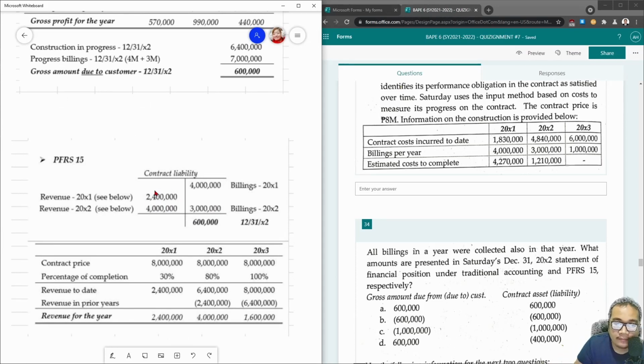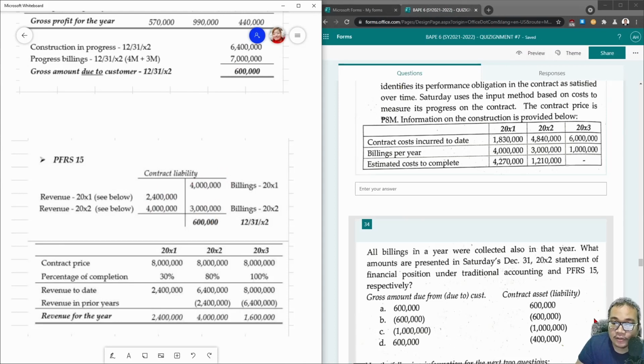Yung revenue na yan, entitled ka dyan. 2.4 plus 4 is 6.4 million, di ba? Pero nag-bill ka na ng 7 million sa customer mo. Entitled ka lang sa 6.4. Di ba? Same explanation dito. Entitled ka lang sa 6.4, pero humingi ka na ng 7 million.